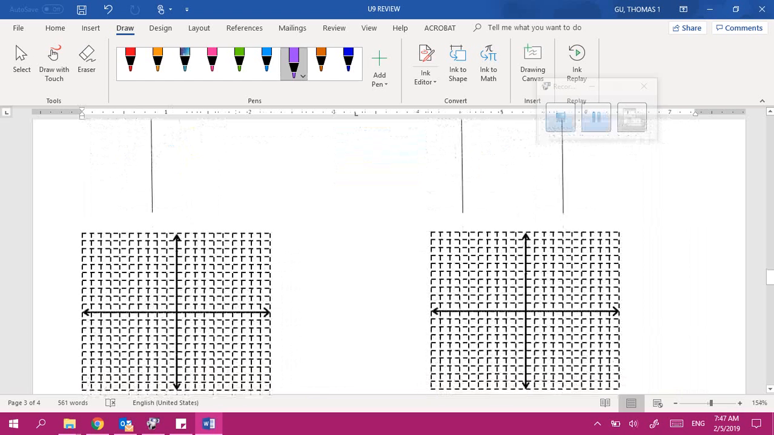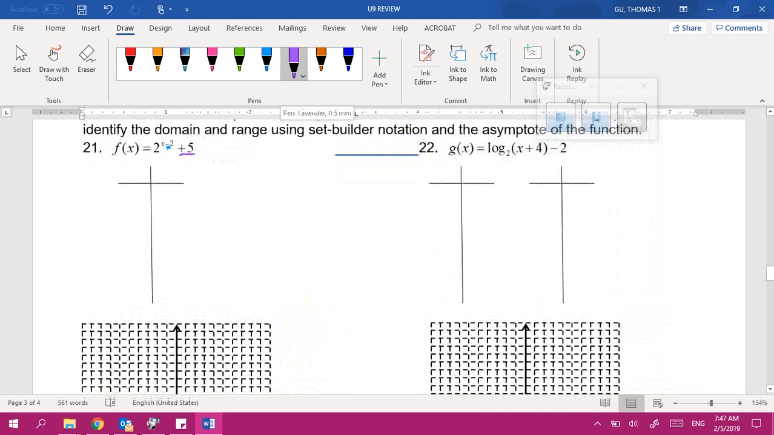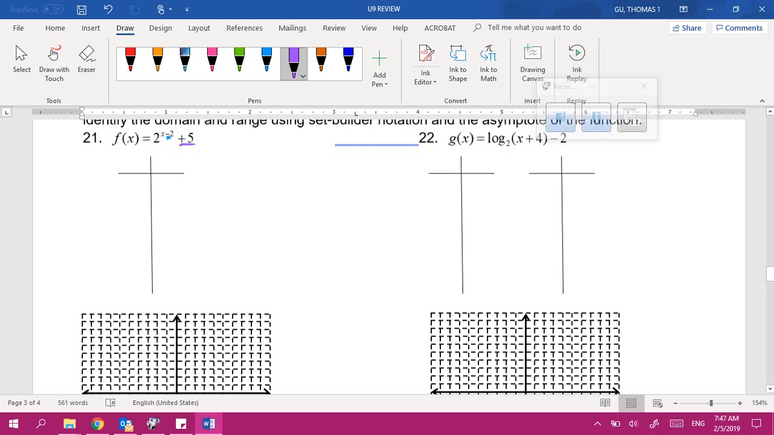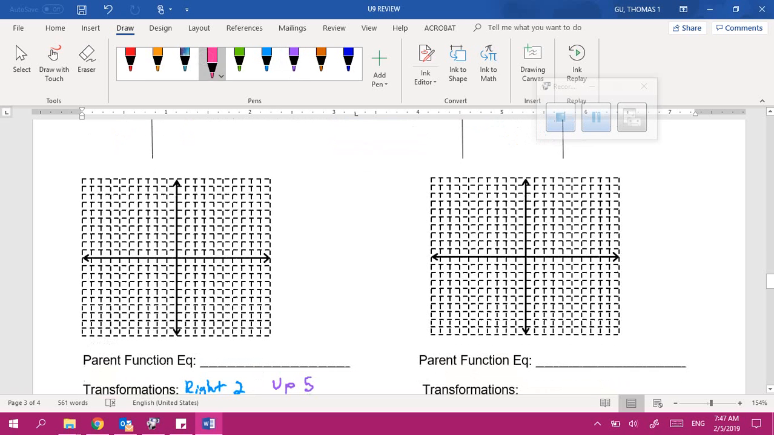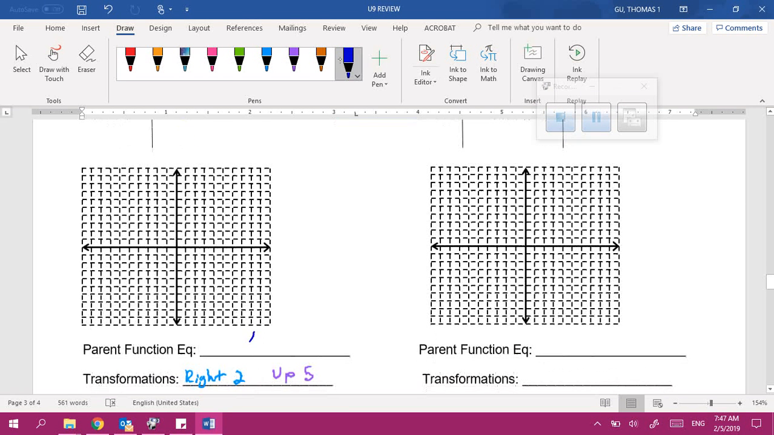Now the point of doing that is it really shows you what your parent function is, right? Because the parent function is everything except the transformation. So if we were to take out those transformations, what would the parent function be? 2 to the x. Yeah, 2x is a line. So f of x equals 2 to the x. That would be your parent function.